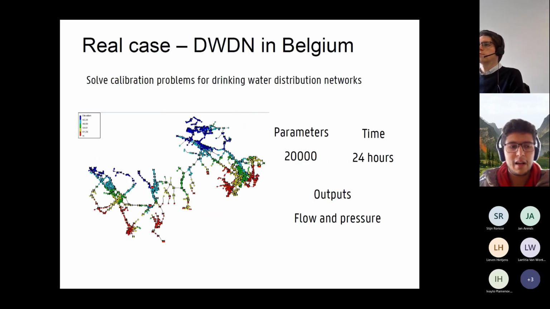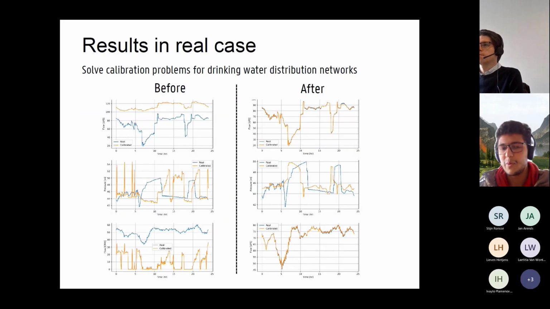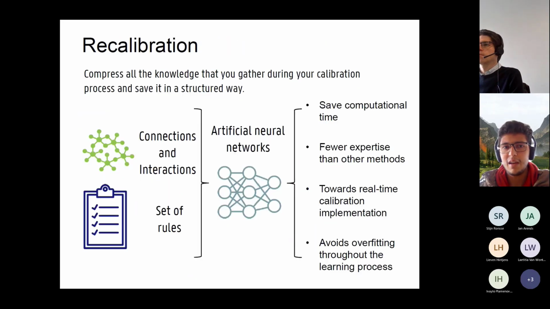But this was for a specific case study that was for a dynamic case. We also tried a static case. We also tried a dynamic case with 220,000 parameters, and it also performed really well.